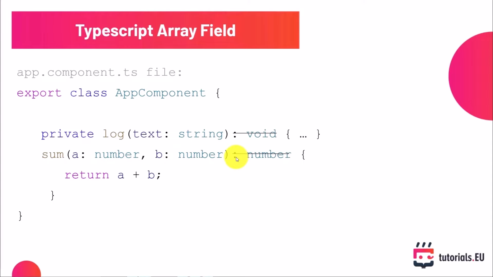And we can remove the return type of that method because we are definitely returning a number here, because we are using A and B. So if we use A and B and they are both of type number, then we will return a number here. So it's inferable and we don't have to define the return type right here.